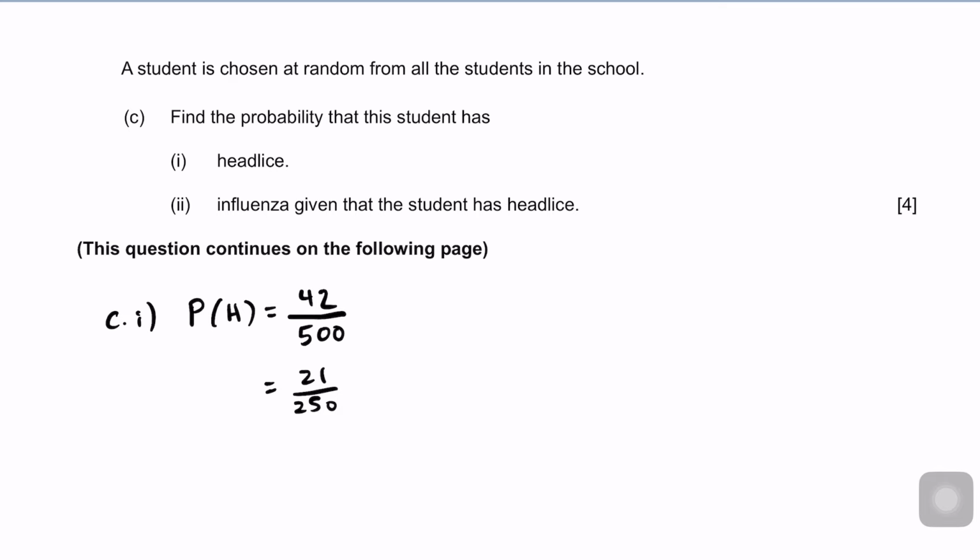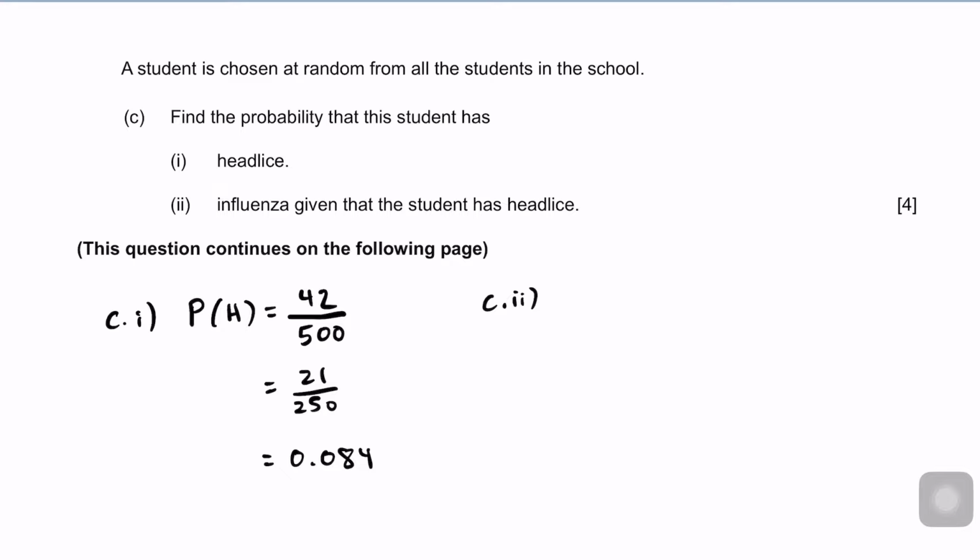I would just say one last thing. Probability can be shown as a decimal, fraction, or percent. So if you wanted to, you could also write it as 0.084 and so on. Okay, let's go on to part 2 of this question. Find the probability that this student has influenza given that the student has head lice.